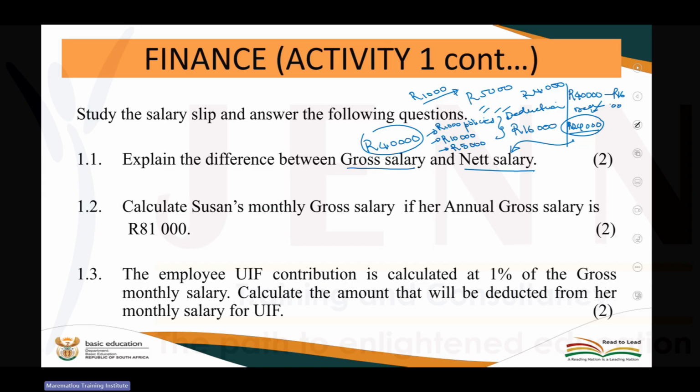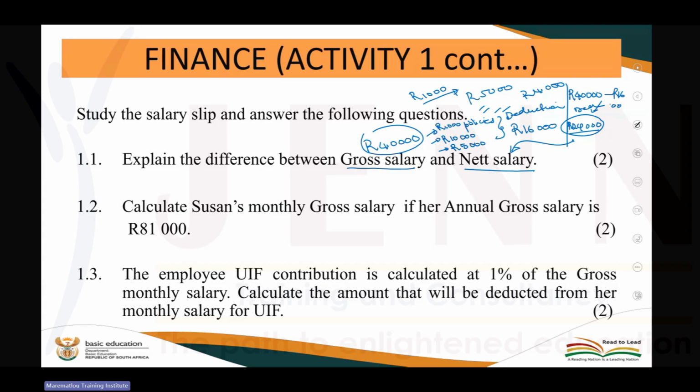Now, look at the second question. It says, calculate Susan's monthly gross salary if her annual gross salary is 81,000. Now, you won't be able to answer this question if you are not good with your terminology. So unfortunately, in mathematical literacy, we deal a lot with language. English is there. That's why in the classroom, you must talk a lot. We don't focus more on calculations. We need to understand what we are going to calculate before we can write. So it is very important to read with understanding.